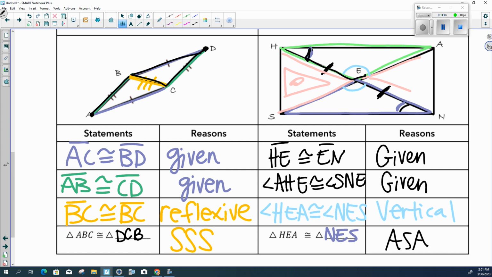And I already wrote my congruence statement. I kind of got ahead of myself a little bit because I was trying to see which triangles we were focused on. Okay, hopefully that will help you get through that worksheet if these are things that you're just getting stuck up on.